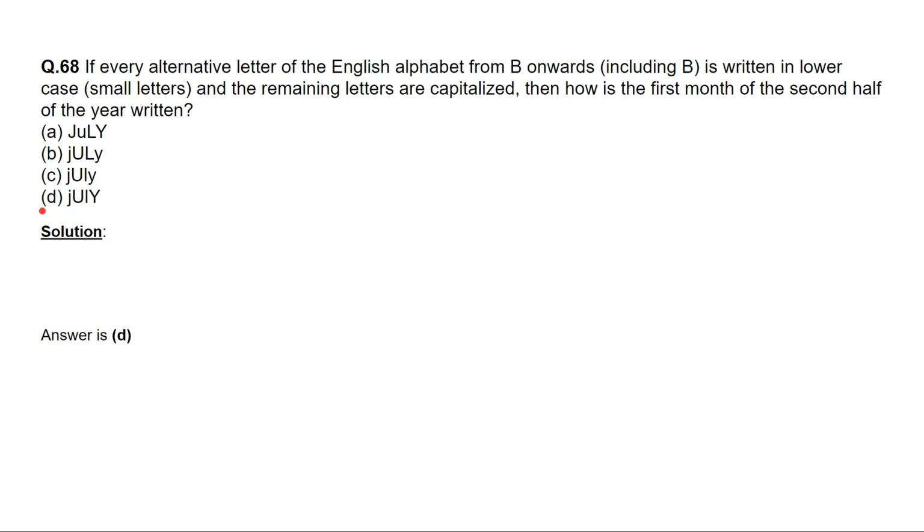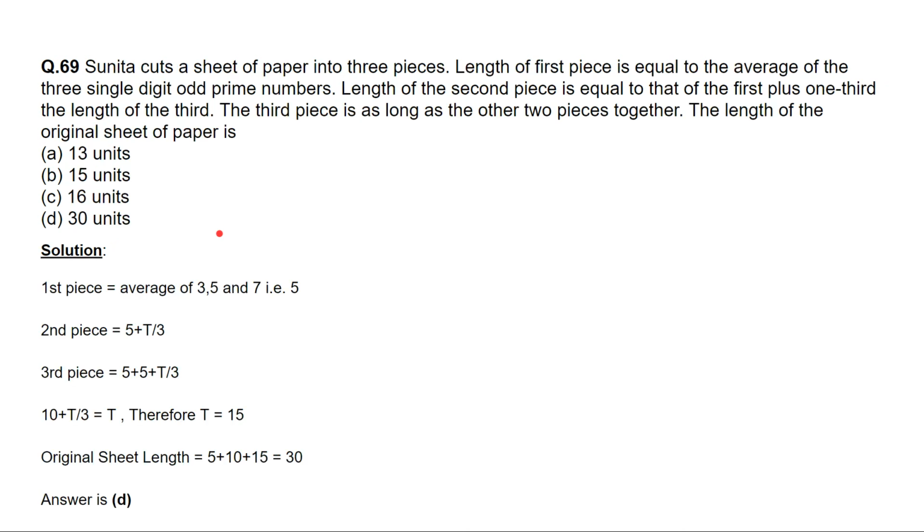So that way we have to find how the first month of the second half of the year, that is July, will be written. So the correct answer is going to be D. I mean, you can just go and see what is uppercase and lowercase. Every alternate alphabet is going to be uppercase and lowercase starting from B. So you can just see, and the correct answer is going to be D here.